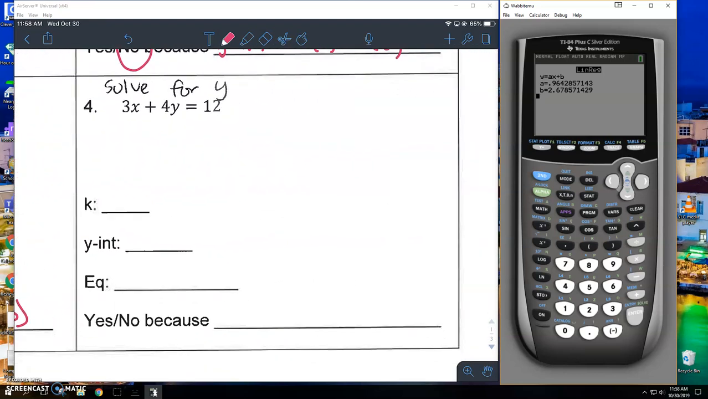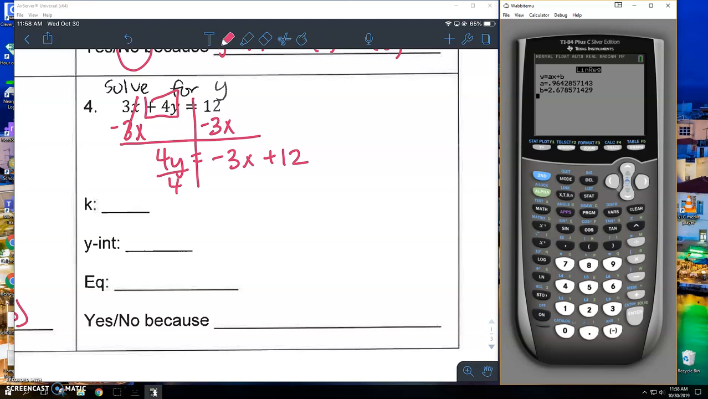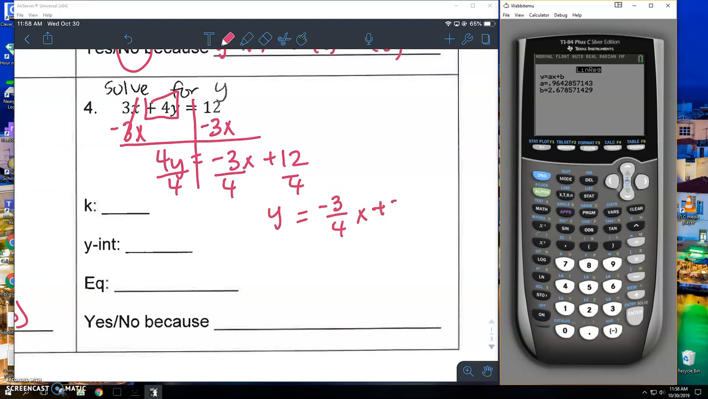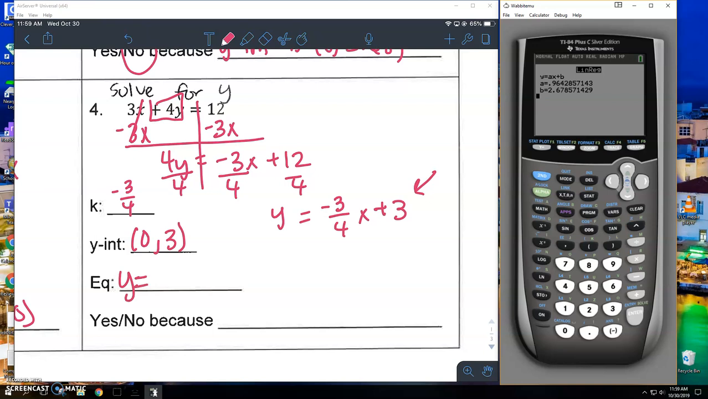Number 4, I am again solving for y, starting off with subtracting 3x from both sides. And I get 4y equals negative 3x plus 12. The last thing that I'm doing is dividing by 4 so that I can solve for y. And I'm going to get that y equals negative 3/4 x plus 3. So my k value is going to be negative 3/4, my slope. My y-intercept right here at the end, so 0, 3. And my equation, we've already solved for it.